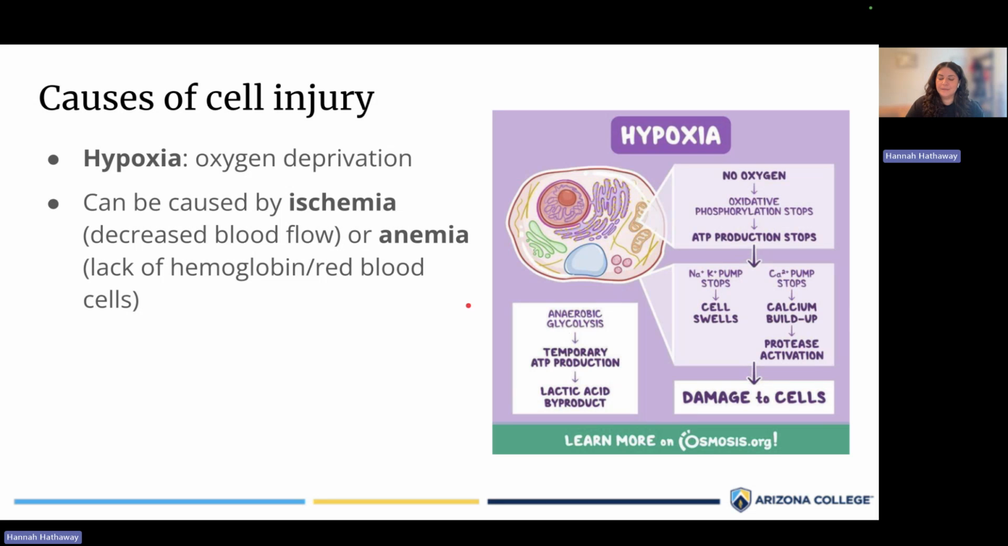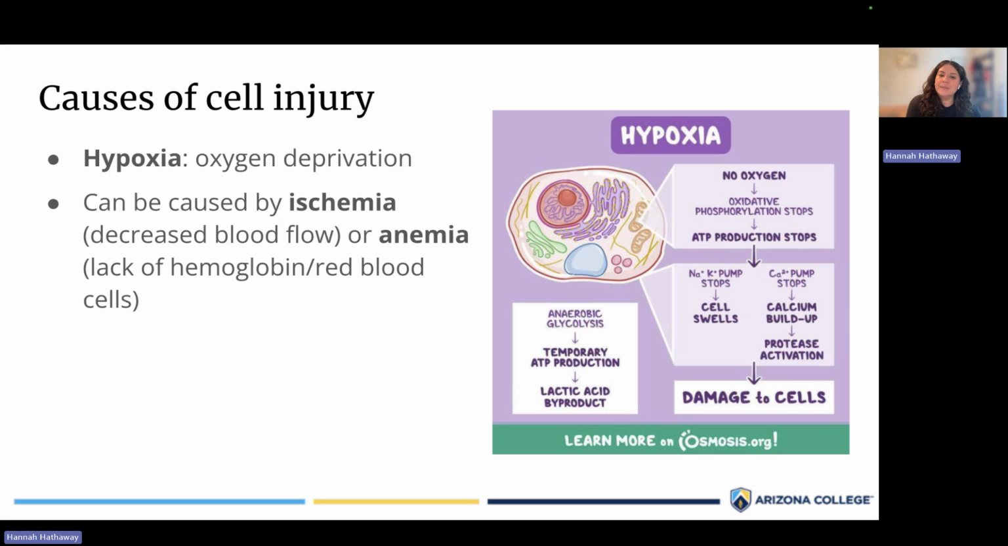So what causes hypoxia, I should say? There's essentially two causes of hypoxia. The first is ischemia, which is a vocab term you absolutely should memorize. So ischemia is decreased blood flow. That could be due to a clot. It could be due to maybe compression that's limiting blood flow, something like that. Either way, ischemia means decreased blood flow. Blood is how oxygen is delivered to tissues. So if you decrease blood flow, that's going to cause hypoxia.